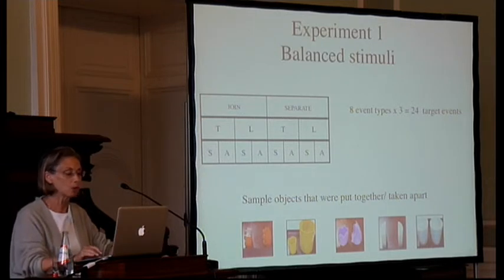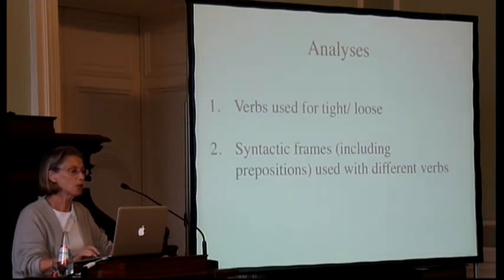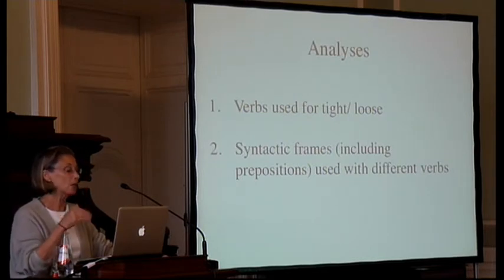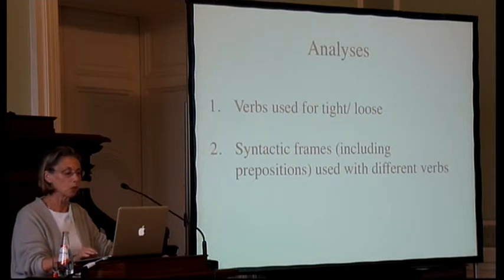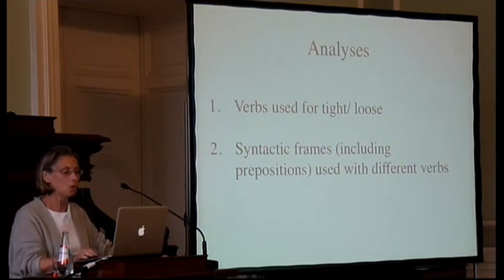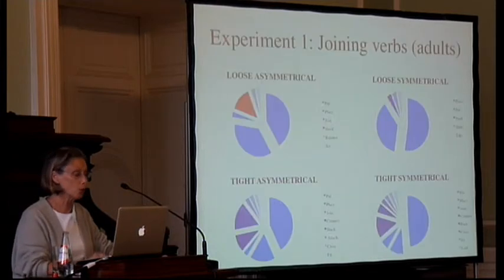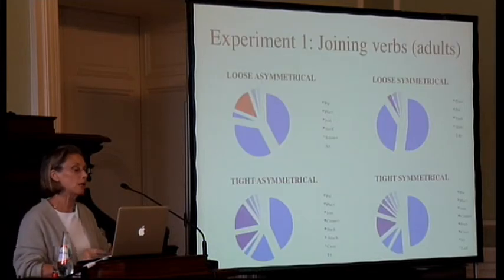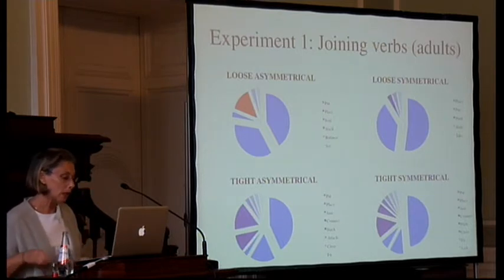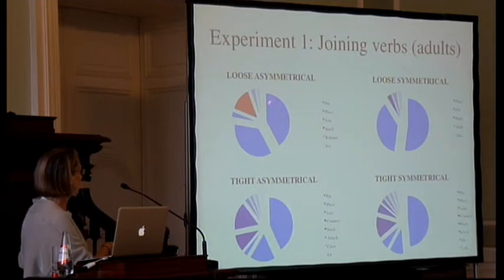Children and adults are shown these and they describe what happened right afterwards. So the first analysis is the verbs used for tight-loose events and the syntactic frames that are used with these different verbs. And what I'm going to show you now is a pie chart for adults, for the joining events to begin with. What I'd like you to look at is the big, huge swath of territory that's the same color.